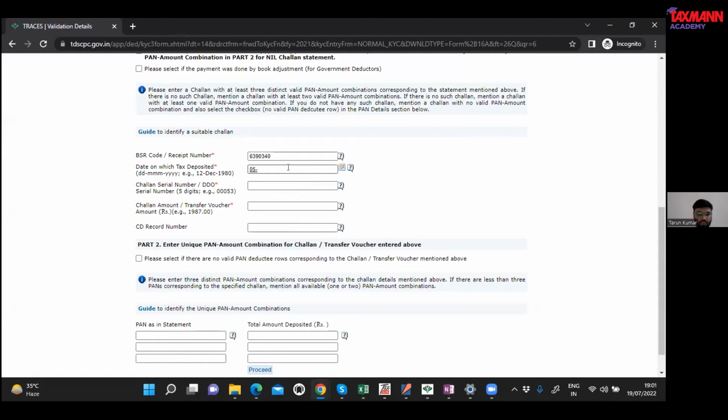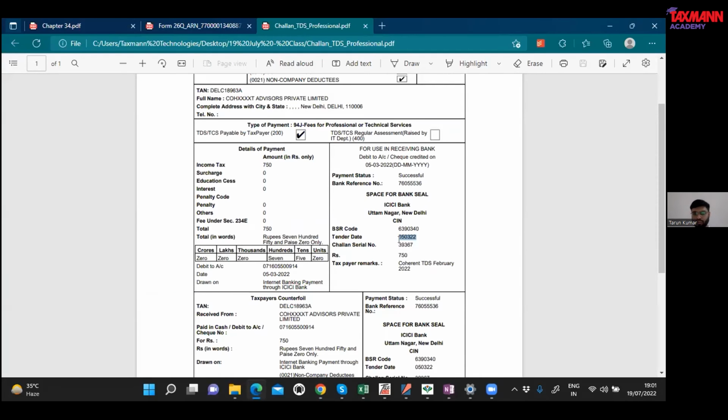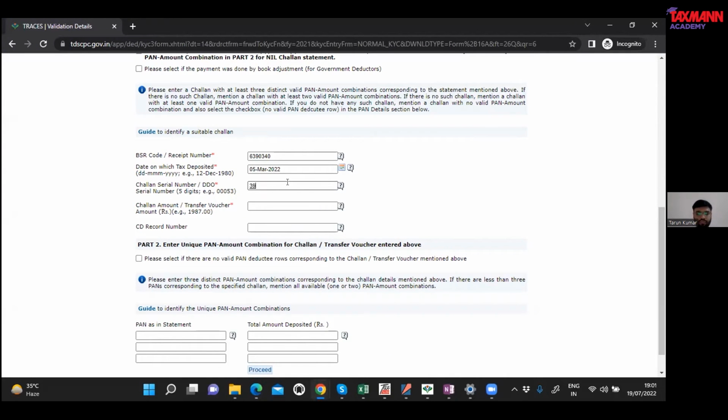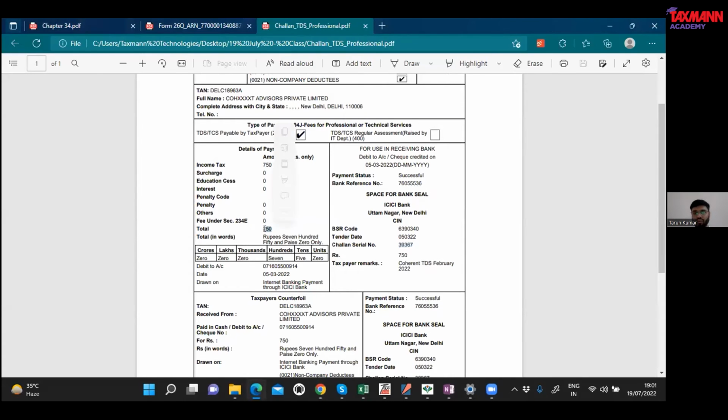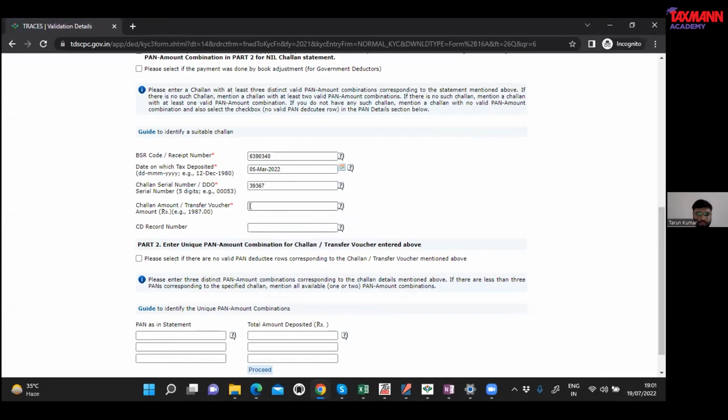05 202. So in this format, you need to mention the date. Then you need to mention the challan number. So here is the challan number 39367. Challan amount. So challan is for 750 rupees. So I'll mention that. So again, challan number has to be mentioned like this. Amount, then 0.00. Okay. So this is the format to be used for mentioning this challan.